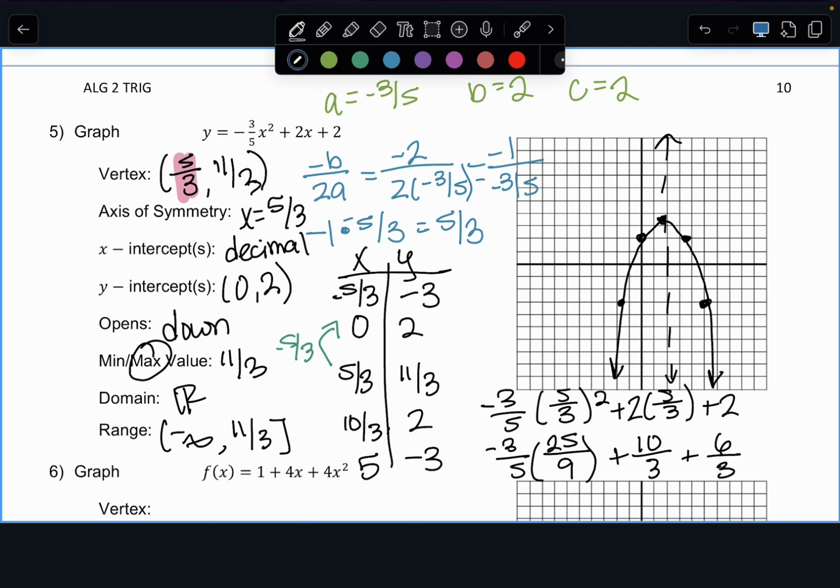Ava: If we forget to put arrows on the axis of symmetry, do we get points? That'll be like half a point, probably. Yes. Any other questions?